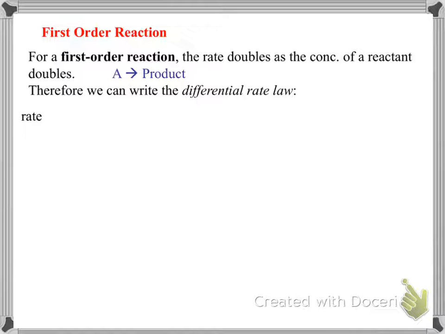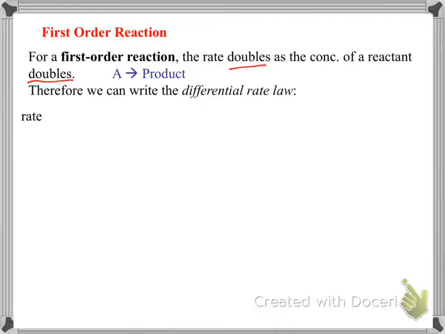So let's start with the first order reaction. And again, I'm taking a general reaction. A is a reactant producing product. And remember what the first order reaction was: as the concentration of the reactant doubles, the rate doubles too. The same thing, if the concentration of the reactant gets halved, then the rate gets halved too.